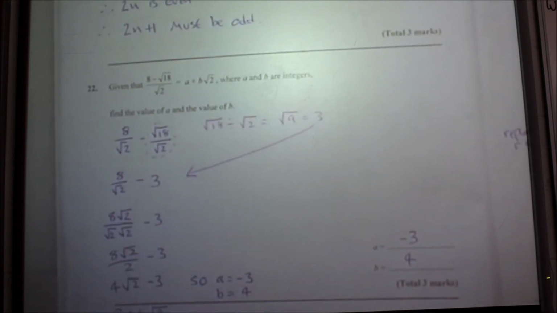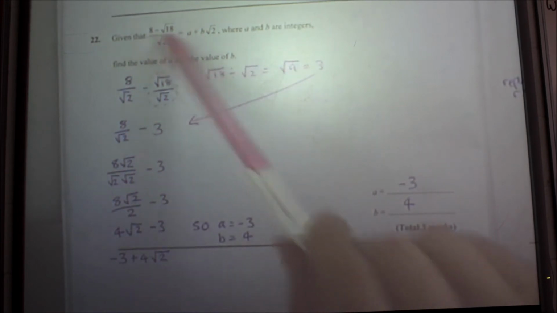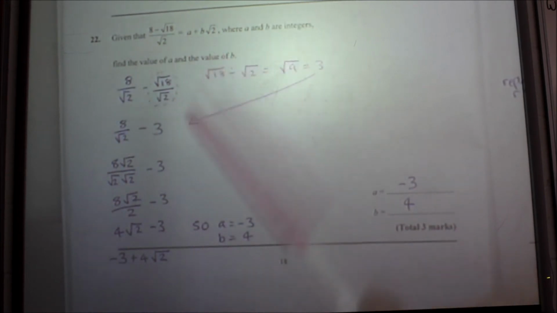Next one, bit of surds work. Quite a nasty one, this. Hopefully it's not too blurry, you can see what I've done. I've split it up. What I've done here, I've done 8 over root 2, take away root 18 over root 2 here. Root 18 divided by root 2 is root 9, which is 3. So that's my step there. So I'm left with that. This one over here, I've multiplied the top and bottom by root 2, because I want to get the bottom number to be a whole number, which I've done there.